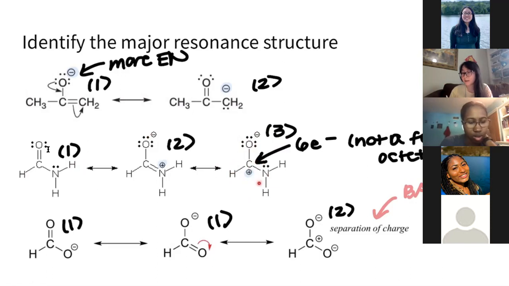I definitely think instances where you're a little bit under the octet are more likely than when you're over the octet, because I don't think atoms can handle that many electrons. Sydney, correct me if I'm wrong. No, I think that sounds about right.